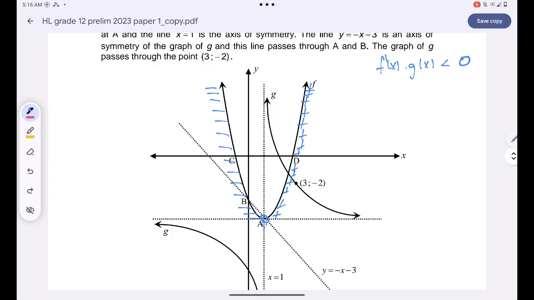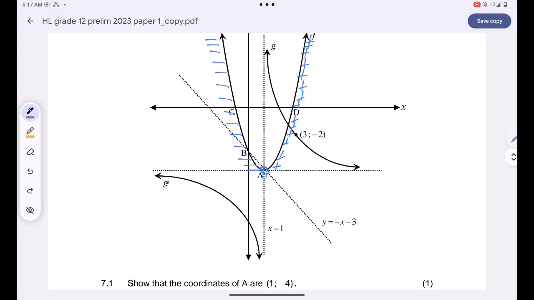I know that my graph will be positive if and only if it's below the x-axis, and it will be negative if it's above the x-axis, right? So my graph is just negative over there because it's below the x-axis. It is also negative over here, and then now it will start being positive. Are you together? I'm looking for a region whereby my two graphs will have different signs.